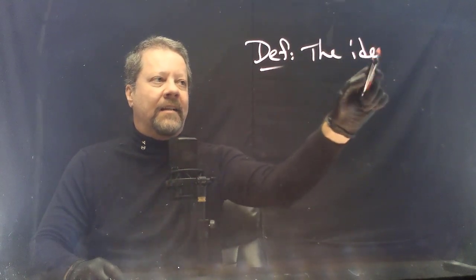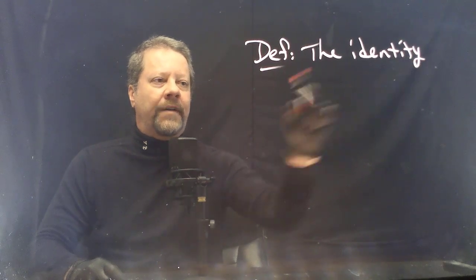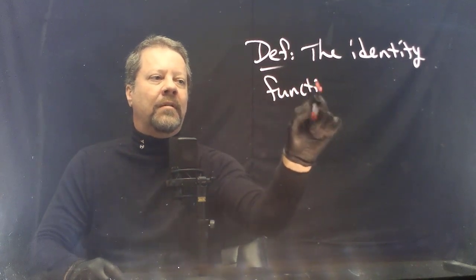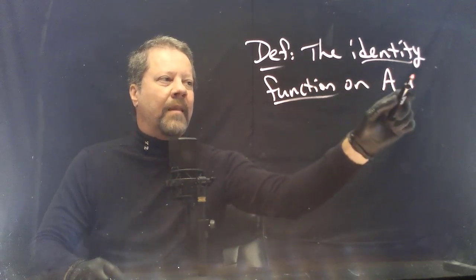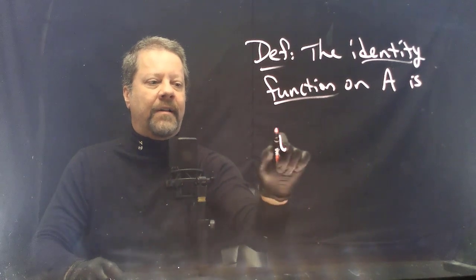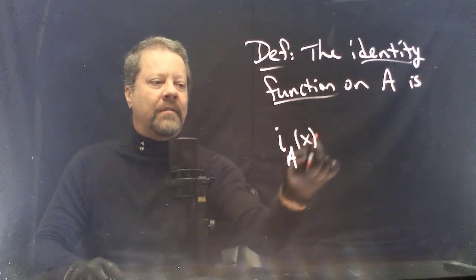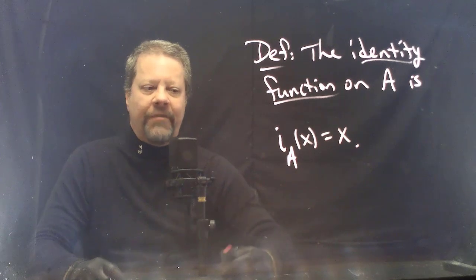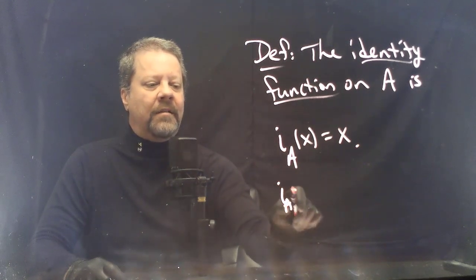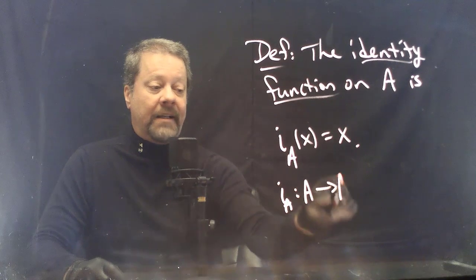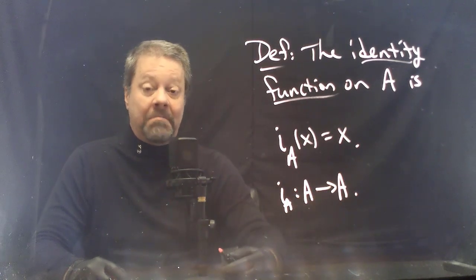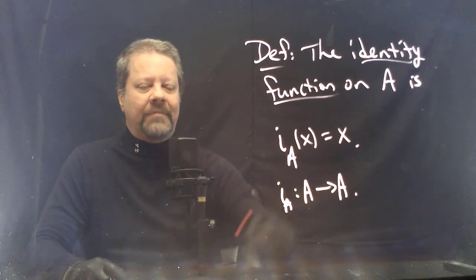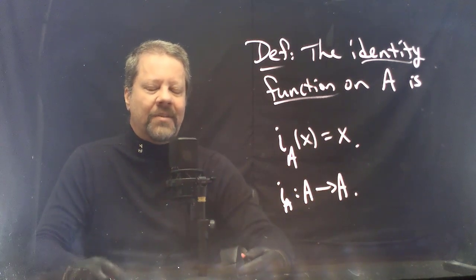The identity function on a set A is given as follows. Whatever you plug in, it plugs the same thing out. So its domain is A, its codomain is A. And whatever you plug in, that's what it plugs out. So it's like the function y equals x.